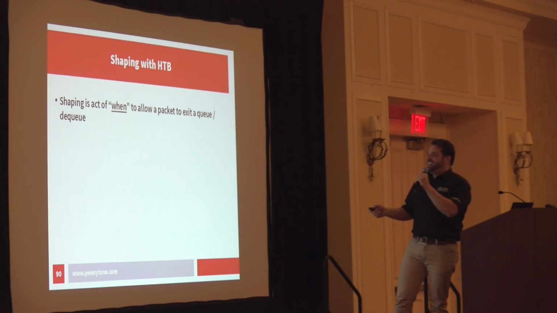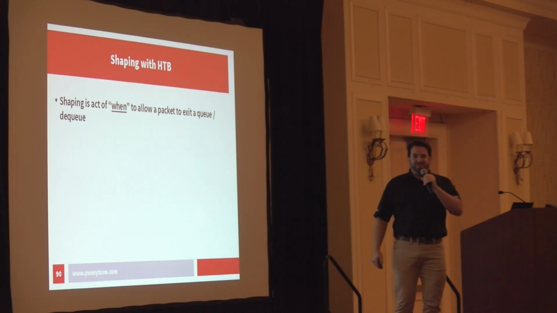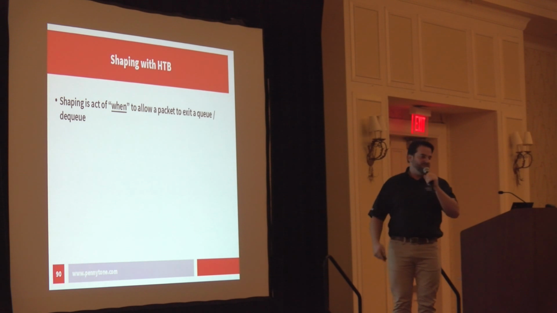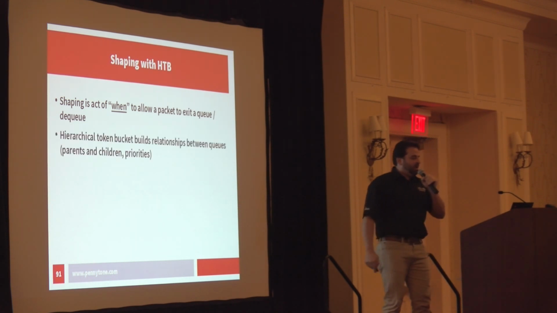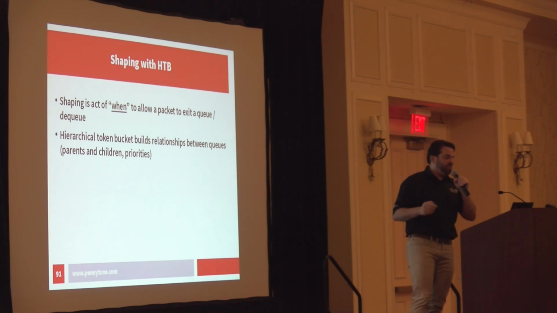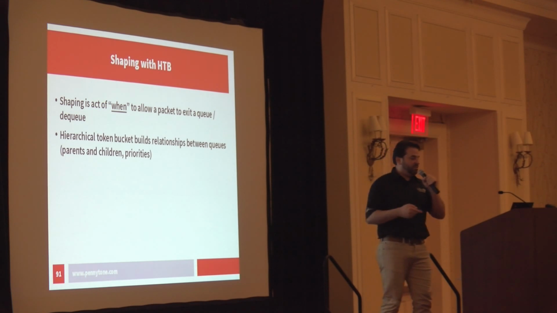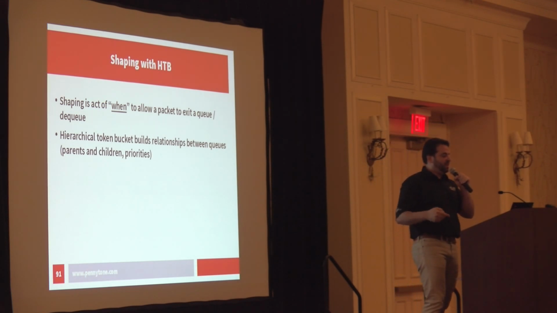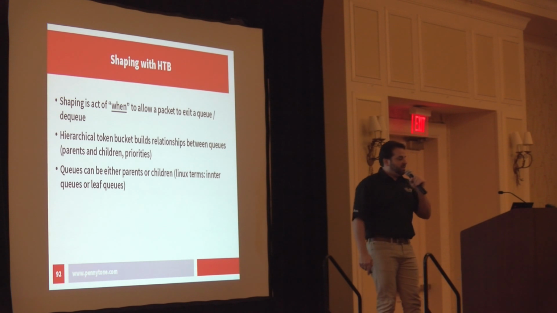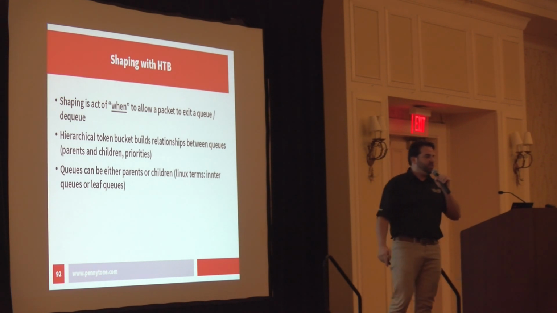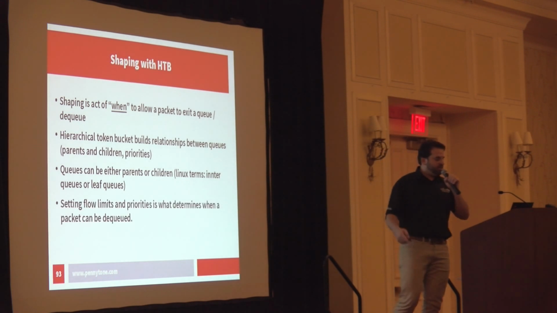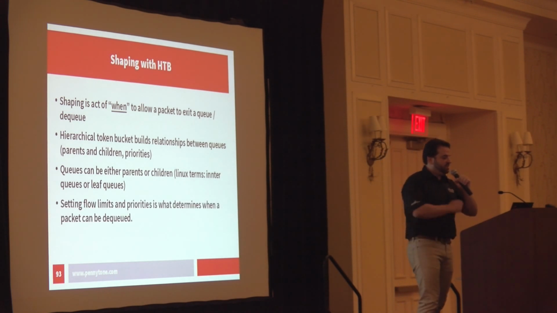So shaping, what is shaping? Shaping is the act of deciding when to allow a packet to exit a queue, or to dequeue. Hierarchical token bucket builds relationships between queues, and those relationships are parents and children and priorities. Queues can either be parents or children. In Linux terms, they call this inner queues and leaf queues, and I'll talk about the differences. Setting flow limits and priorities is what determines when a packet can be dequeued.